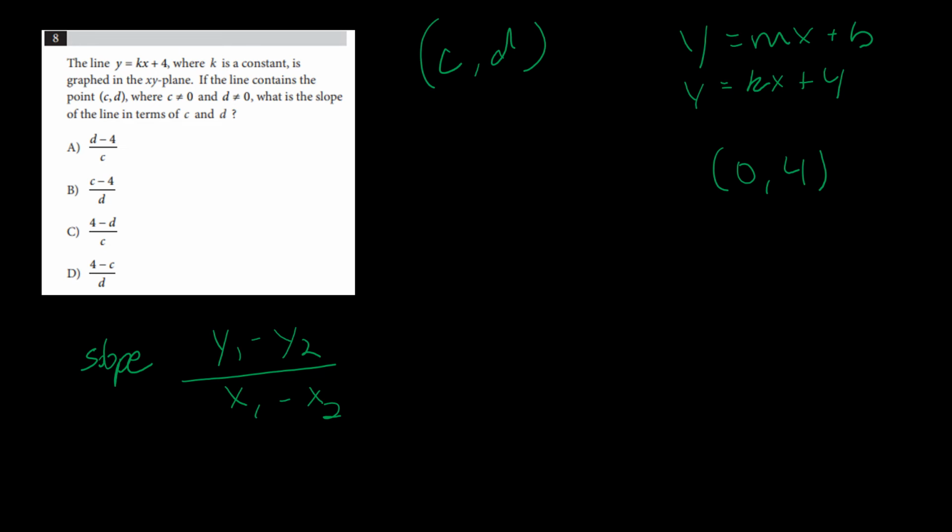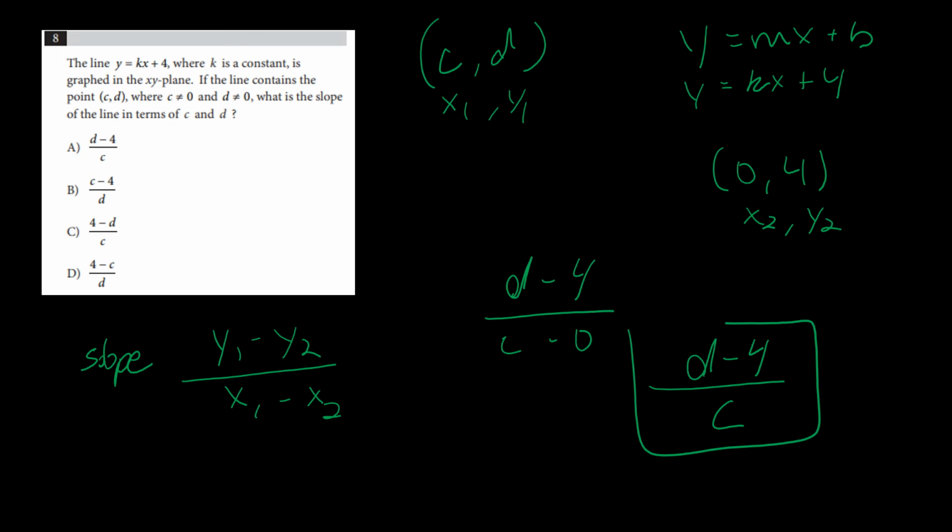Okay. We have two points here to work with. So if we take y1, d, minus y2, 4. Let me label these for you. x1, y1, x2, y2. Because all we need is 2 points to find slope. d minus 4 over x1, c, minus x2, 0. Simplify a little bit there. Let's look back at our answer choices. It's going to give us answer choice A. Sounds good.